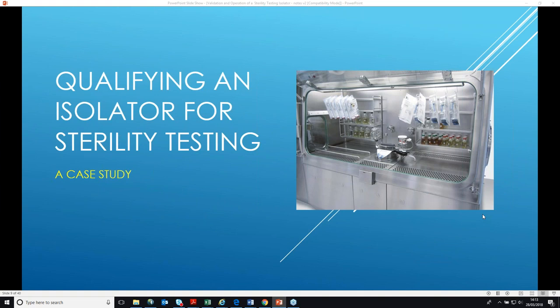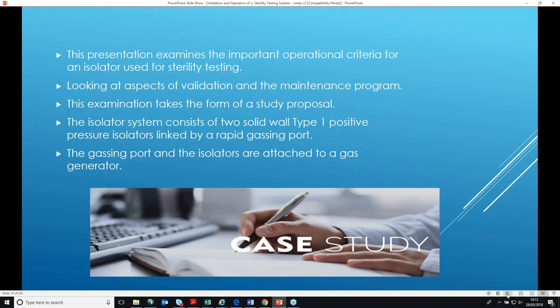Okay, so how do we qualify an isolator for sterility testing? And we're going to have a look here at a case study. So this presentation will go on to examine the important operational criteria for an isolator used for sterility testing. To contextualize the operational criteria, the presentation will also address aspects of validation and the maintenance program.